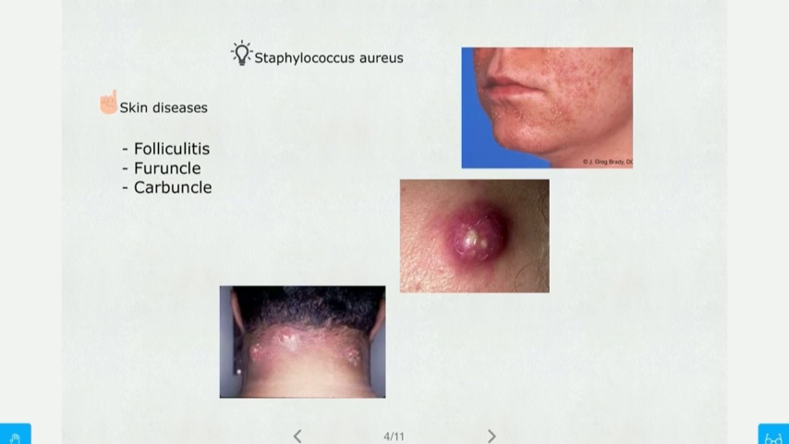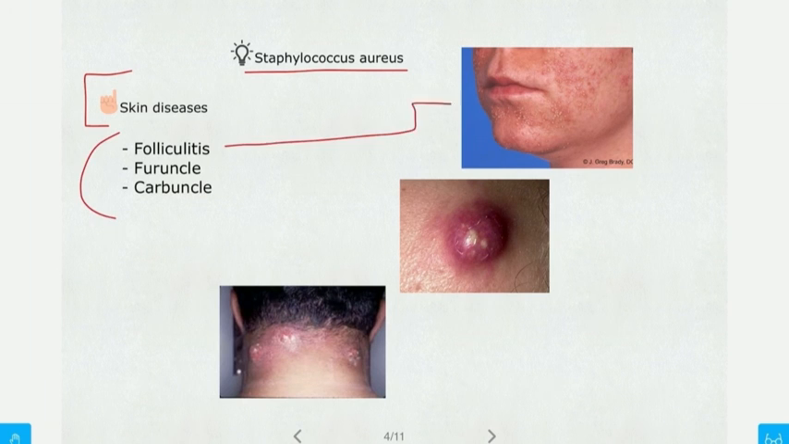The first microorganism we'll discuss is Staphylococcus aureus. Now, it is also known as the superbug, as it causes a wide variety of diseases, and the first class of those diseases we'll discuss is related to the skin. We have several different types, and the first one is folliculitis, which is a benign infection of a single hair follicle, and it usually presents with no other symptoms.